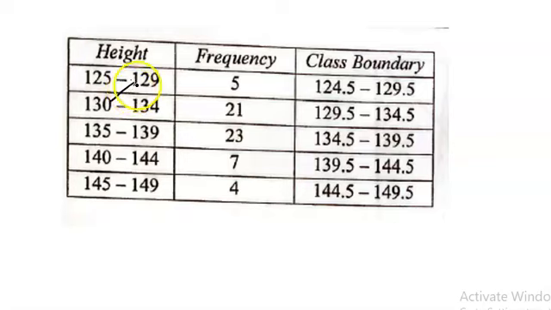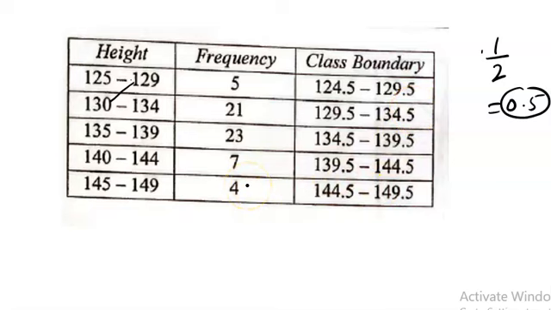So that difference, 130 minus 129, is 1, and then we divide it by 2. That gives us 0.5. So this is the value that we are going to subtract from the lower class limit and then add to the upper class limit. So when we do that, we have this column. When we subtract 0.5 from 125, we have 124.5, and when we add 0.5 to 129, we have 129.5. So you continue like that, and when you do that, we get this table.